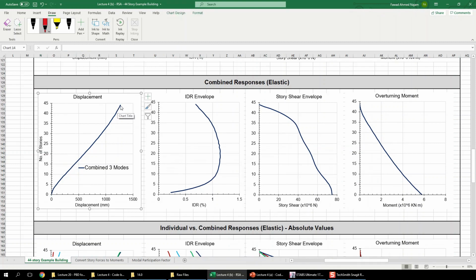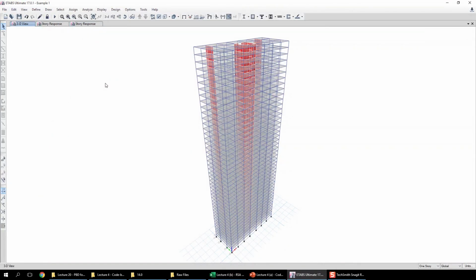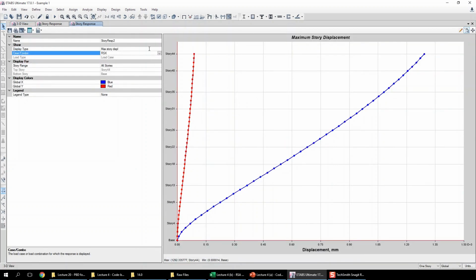The possible reason can be that we have only included the first 3 modes in the analysis, but in ETABS we use the total number of modes as 20. Which means that this difference can be attributed to the small contributions from the 4th or 5th mode also, which we have not considered in our Excel sheet. So we will check the other responses also.